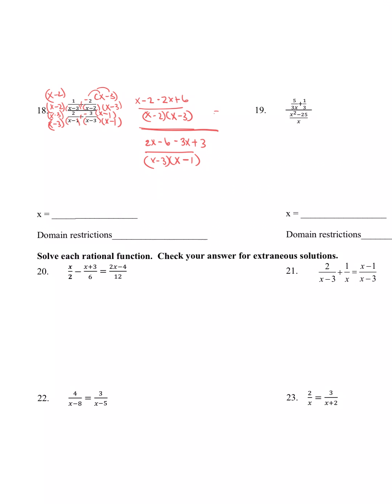And once we clean this up, we'll keep, change, flip. We have a negative x plus 4 on the top. I'll factor out a negative 1 to make that an x minus 4. And then on the bottom, I have the x minus 2 and x minus 3. That's what I'm keeping.